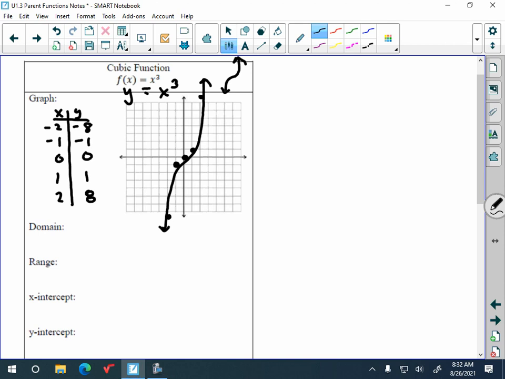All right, now these arrows for each side is not going straight vertical, it's going out at an angle. So it's really slow on both sides. So it's not going vertical. All right, what would the domain be? Good, -infinity to +infinity. Range, same. X-intercept, 0. Y-intercept, 0.